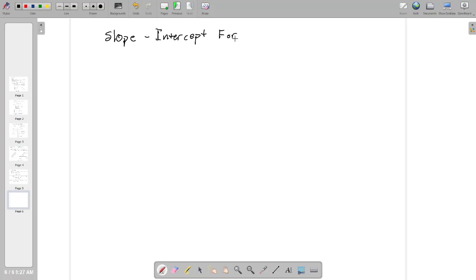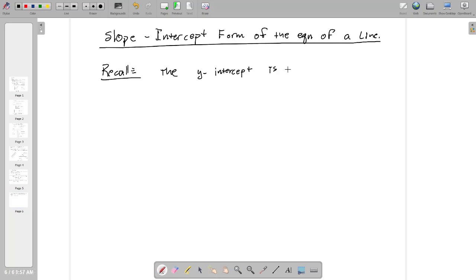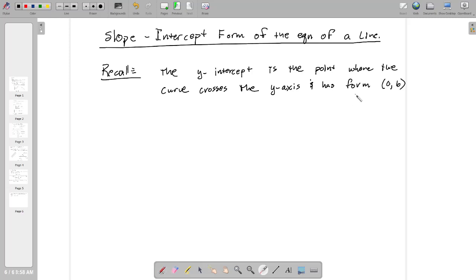The next thing that I want to talk about is slope-intercept form. Recall, the y-intercept is the point where the curve crosses the y-axis and has form (0, b). Specifically, I wanted to note that x is equal to 0 in this ordered pair. Also remember from just a few minutes ago that the point slope form is y minus y1 equals m times (x minus x1), where (x1, y1) is a point and m is the slope. So what we're going to do is use a special point in the point slope form to derive the slope-intercept form of a line.